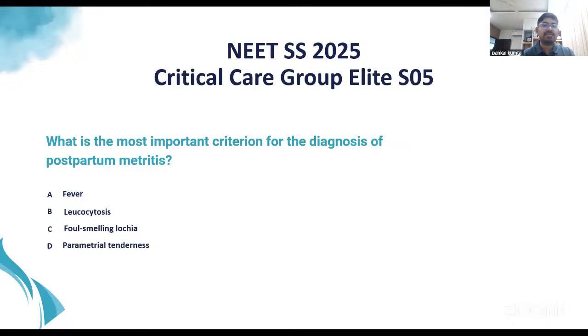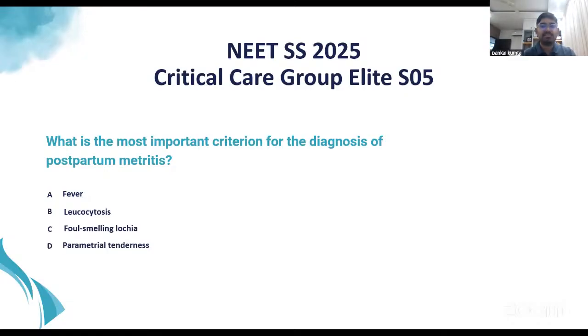The next question was, which is the most important criterion for diagnosis of postpartum metritis? Not a common problem that you will get when you're dealing with these cases, but yes, there is something you will have to keep a watch on. So common options were fever, leukocytosis, foul-smelling lochia, and parametrial tenderness.